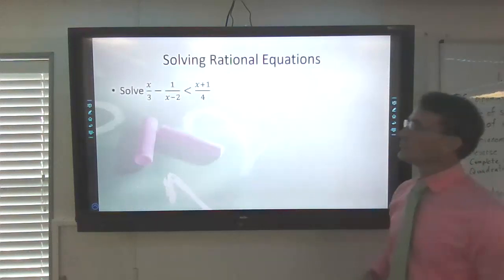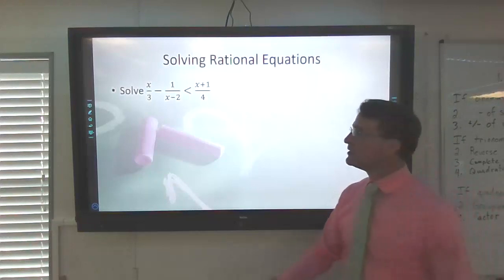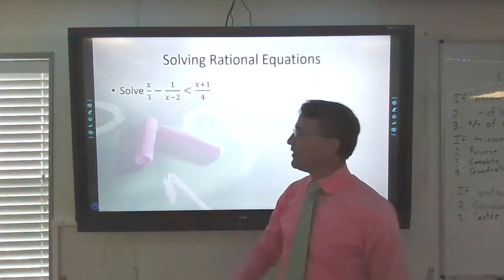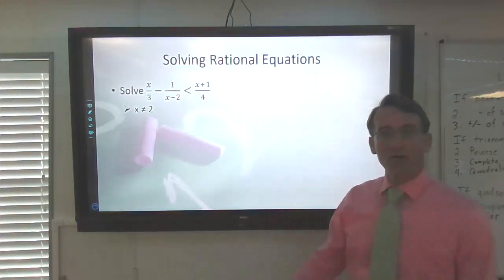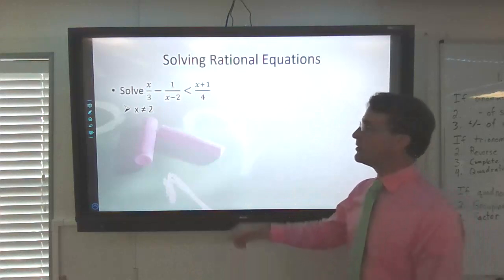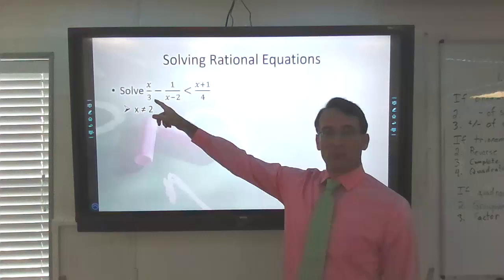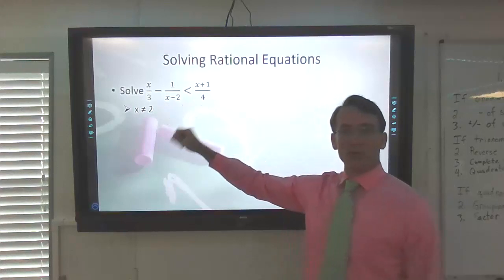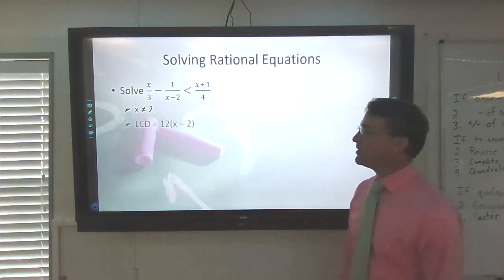Let's say we have this one right here. The first thing I want to do is figure out what x cannot be. x cannot be a positive 2 value. So I'm going to go ahead and state that x is not equal to 2. I'm going to look for my lowest common denominator. I have a 3, a 4, and an x minus 2. The least common multiple of 3 and 4 is 12. So I have 12 times x minus 2 as my common denominator.